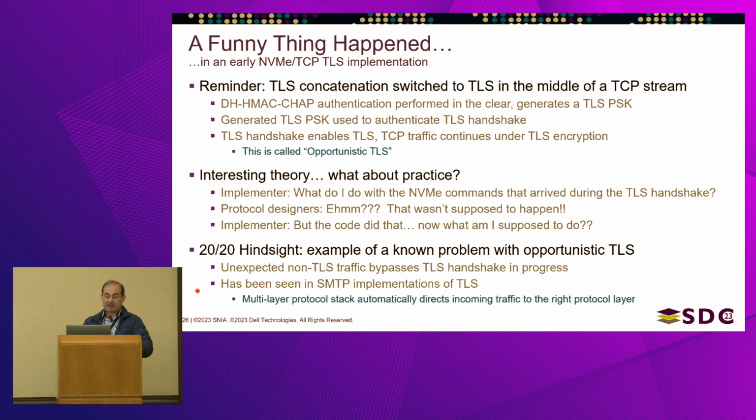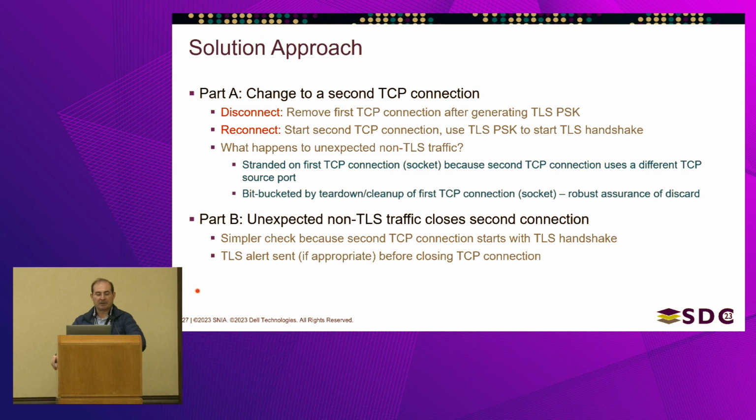with opportunistic TLS. While you have the TLS negotiation going on, the TCP connection is already active. And so there could be some traffic going on in the clear over that TCP connection. And so what to do there? Solution approach.